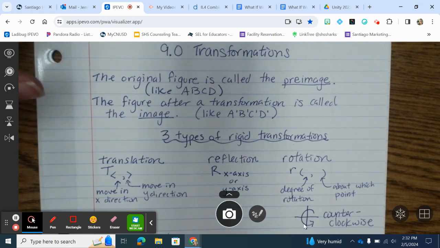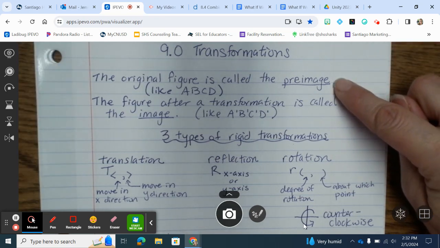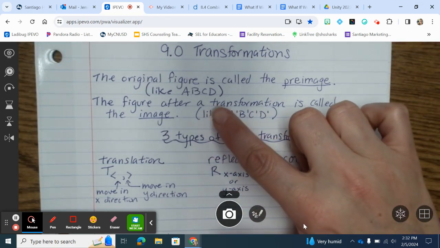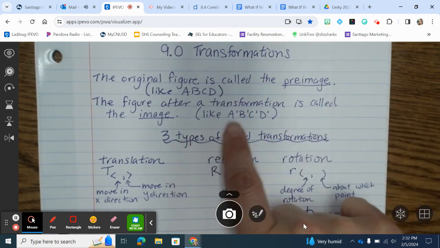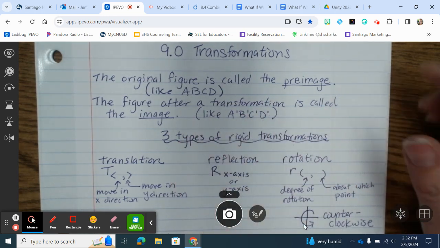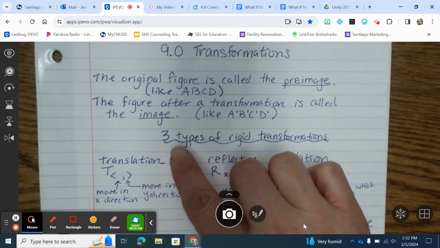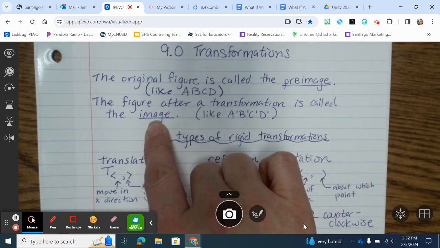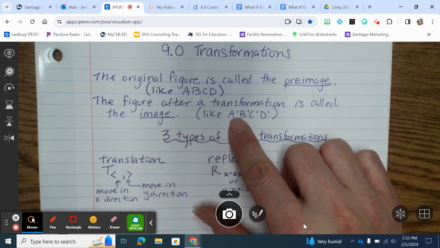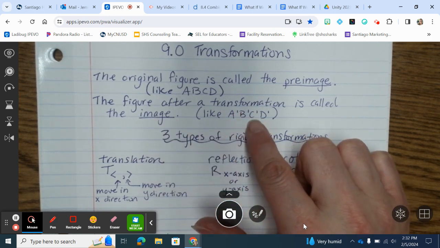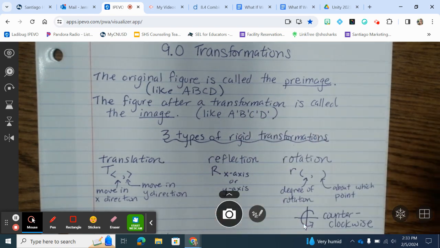So, transformations are a subject that is previously studied in middle school and reviewed in Math 1. And so, just to get the gears moving here, the original figure is called a pre-image, something like ABC. The figure after some sort of transformation is called the image. So, the initial is the pre-image, and whatever I get at the end is going to be an image. Now, these little apostrophes are called prime. So this is A prime, B prime, C prime, D prime. If I have more than one transformation, we're going to have more than one of the prime symbols.